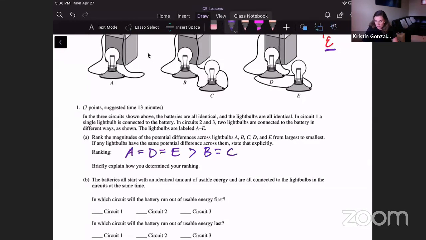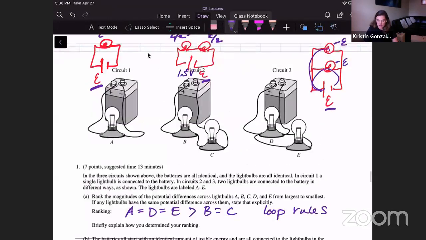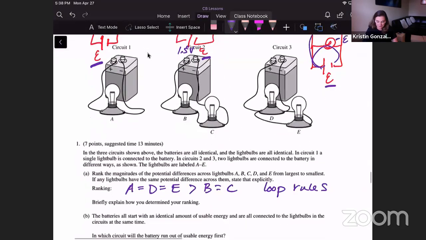Okay, so how would we know that? If we're using our loop rules, then we know that A's potential difference drop is the same as D and E.